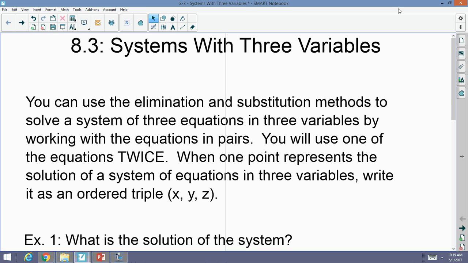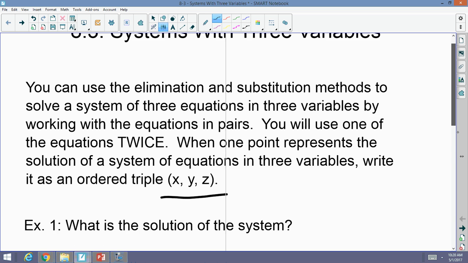When one point represents the solution of a system of equations in three variables, write it as an ordered triple: X, Y, and Z. So please always remember that we go in alphabetical order. So that's how I'm going to write my solutions here.